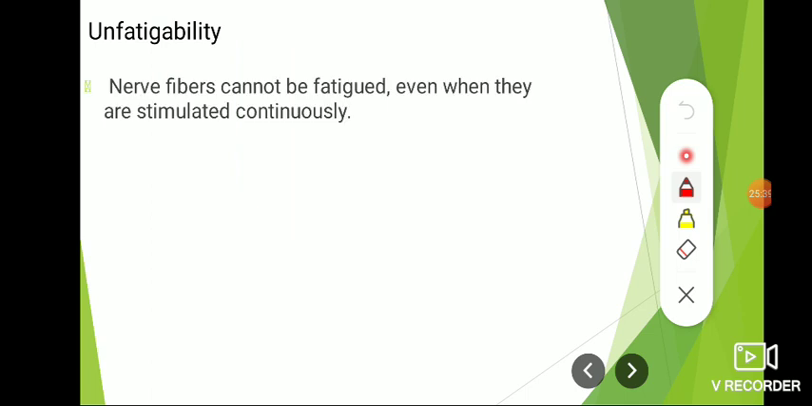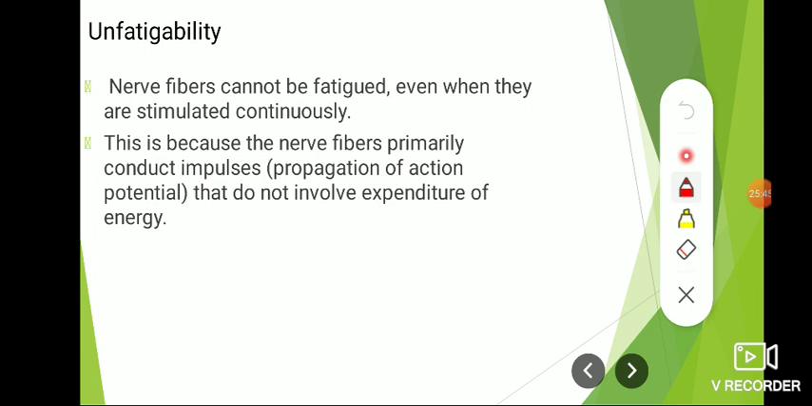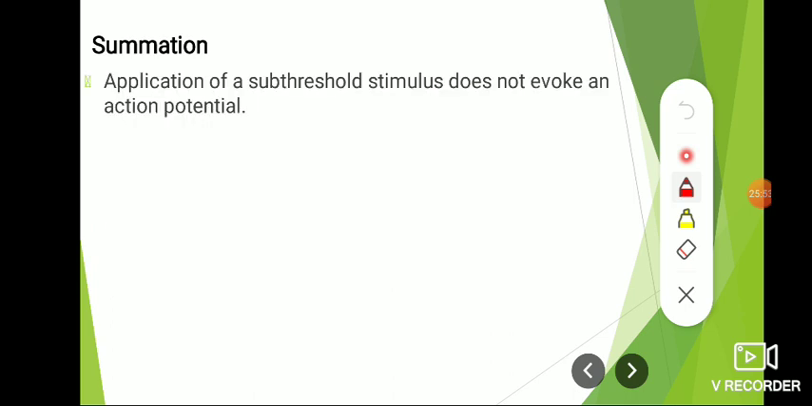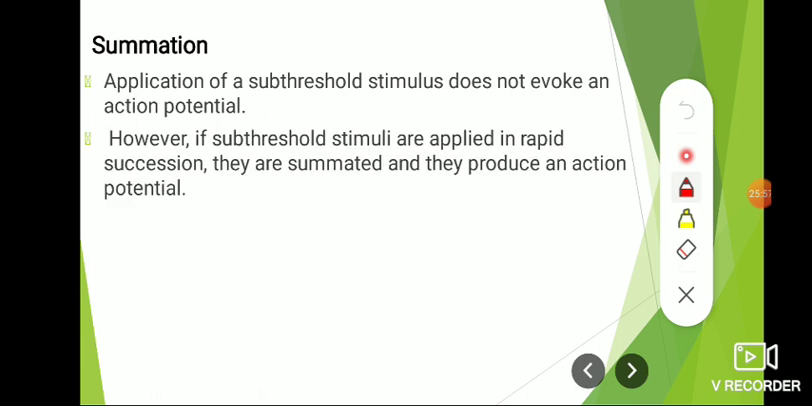Unfatigability means the nerve fiber cannot be fatigued even when stimulated continuously, because the nerve fiber is conducting impulse without expenditure of any energy. Summation: application of a subthreshold stimulus does not evoke an action potential, but if subthreshold stimuli are applied in rapid succession, they are summated and they produce an action potential. So this is the property of summation.